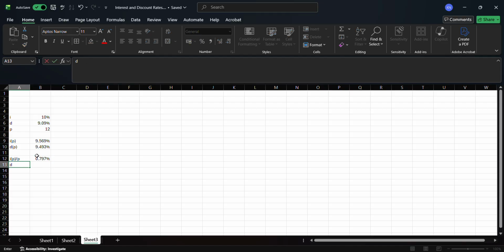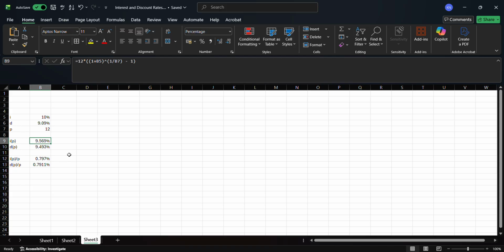And the same goes for d(p) over p. This is the effective discount rate per subinterval. So this is the effective monthly discount rate. And we do the same thing. We divide the nominal discount rate convertible monthly by the number of subintervals, or by the number of months in a year, which is 12. Like that.